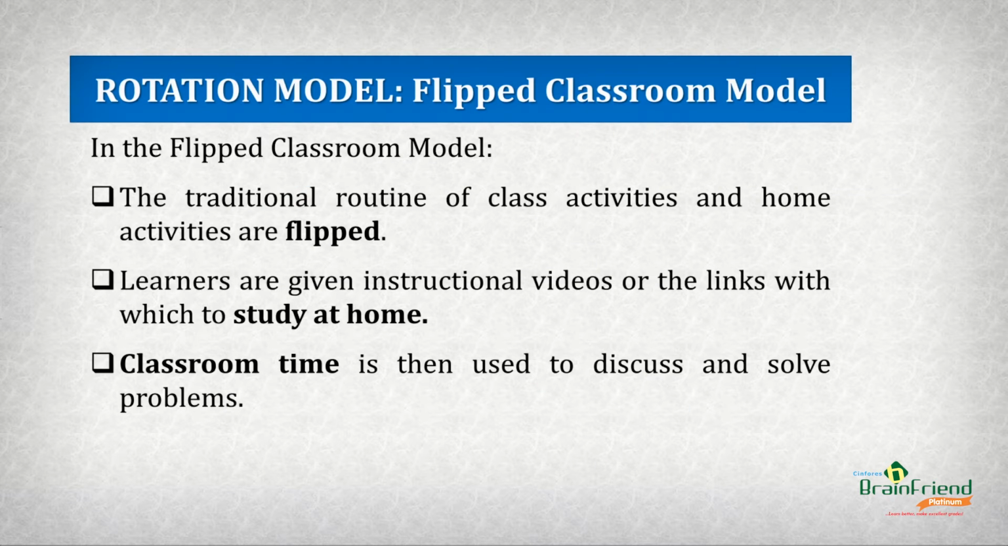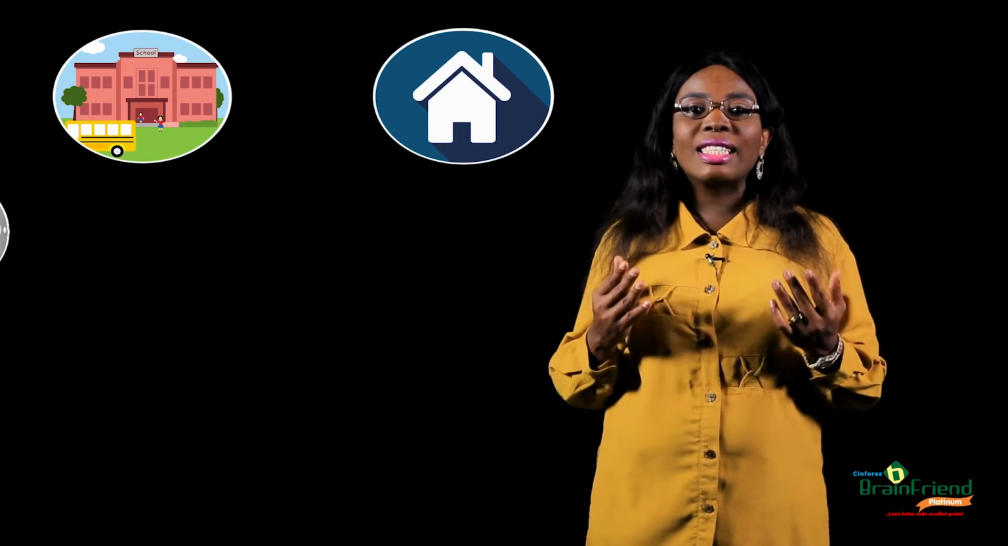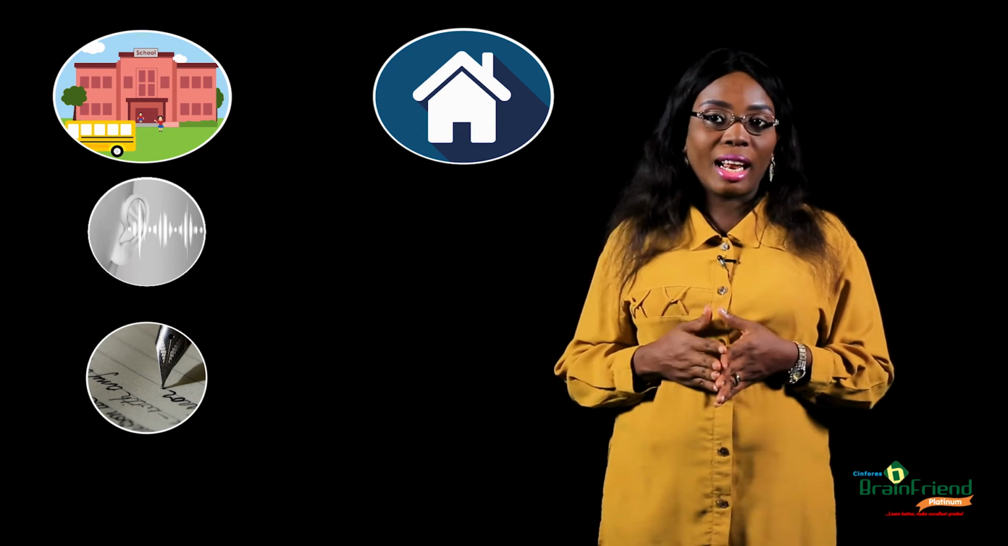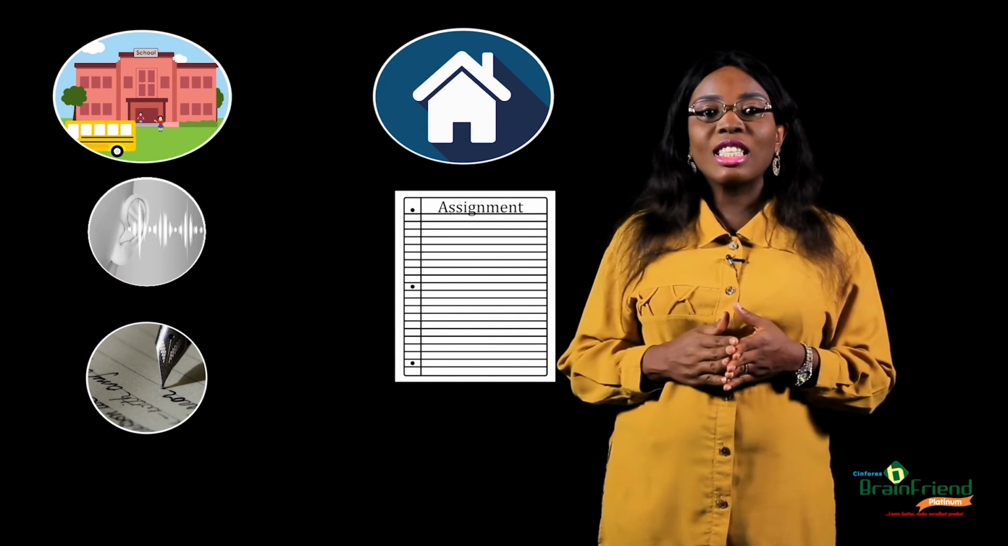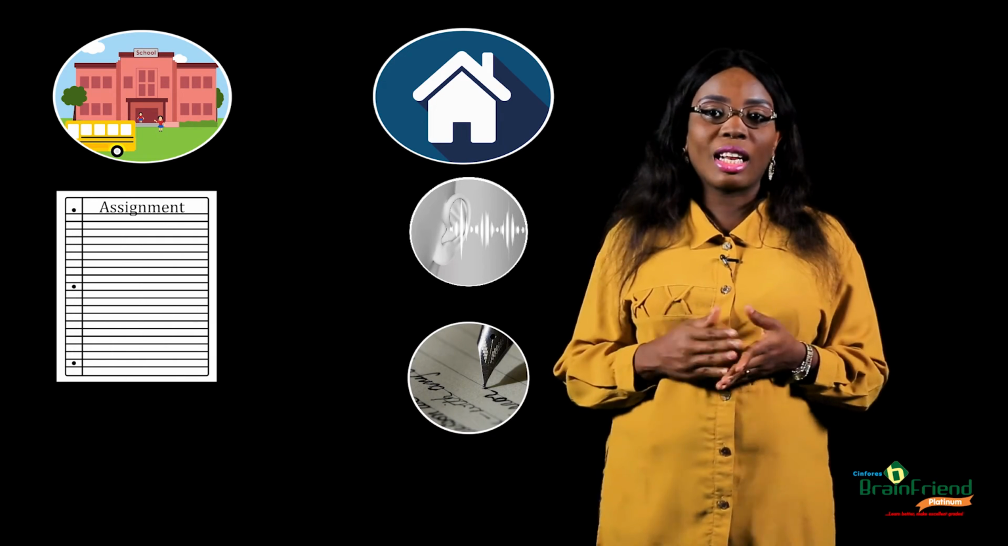And the final model under the rotation model is the flipped classroom model. What happens in the flipped classroom model? In the flipped classroom model, what happens in the traditional classroom environment is flipped. In the traditional classroom environment, students listen to lectures and take notes in class while they do their assignments at home. However, this process is flipped in the flipped classroom.